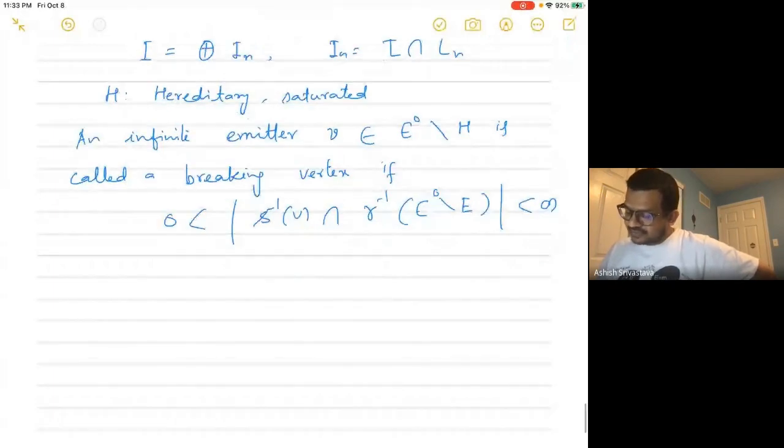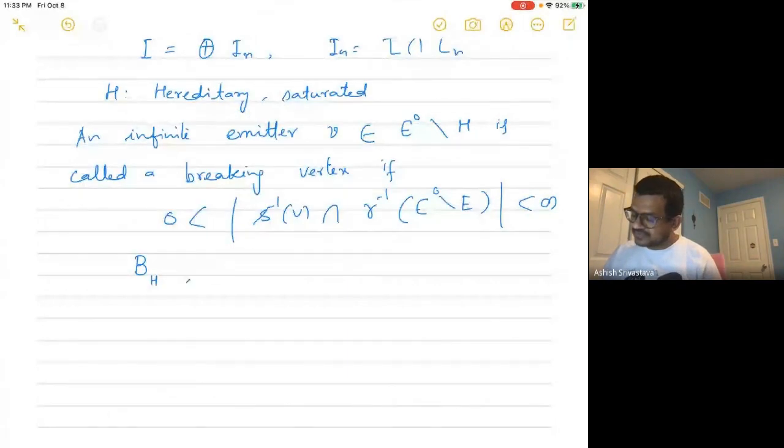So then we denote the set of all breaking vertices by B sub H, and if v is in B sub H, I'll use the symbol v superscript H to denote this kind of element: v minus the sum over edges e with source of e equals v and range of e not in H. Then it turns out that any graded ideal is of the form I sub (H,S), where this is the ideal generated by H union these v to the H, where v is in S, and every graded ideal is of this form.